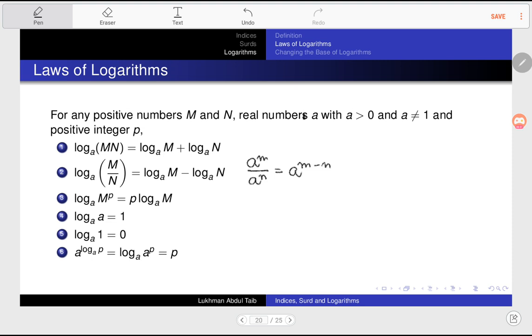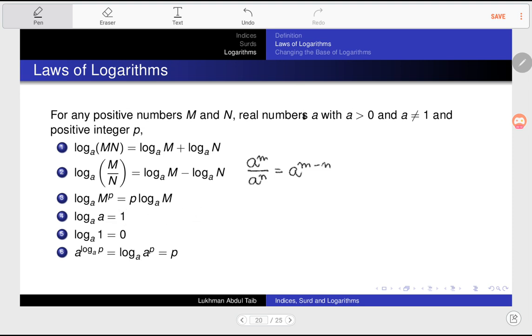Next, we have log A to the base A is equal to 1. Why? Because if we remember, we said that logarithm is connected to indices. This law is a result of A to the power of 1 equals A. So this one refers to the power of this base.